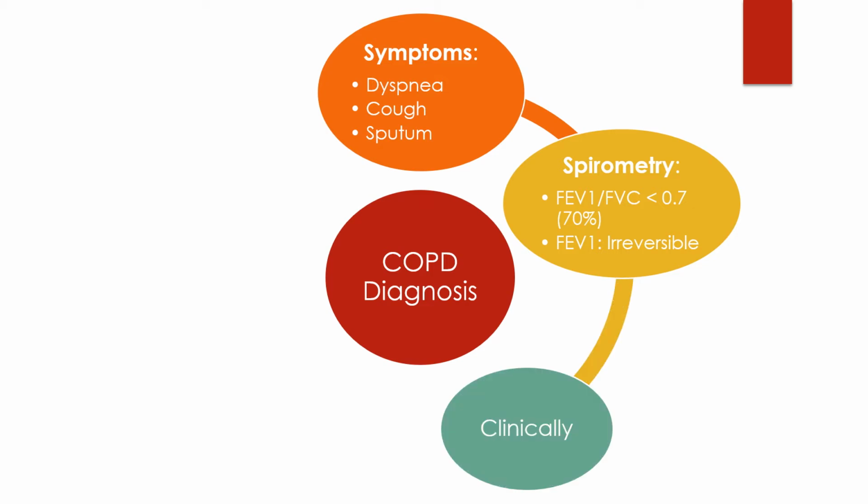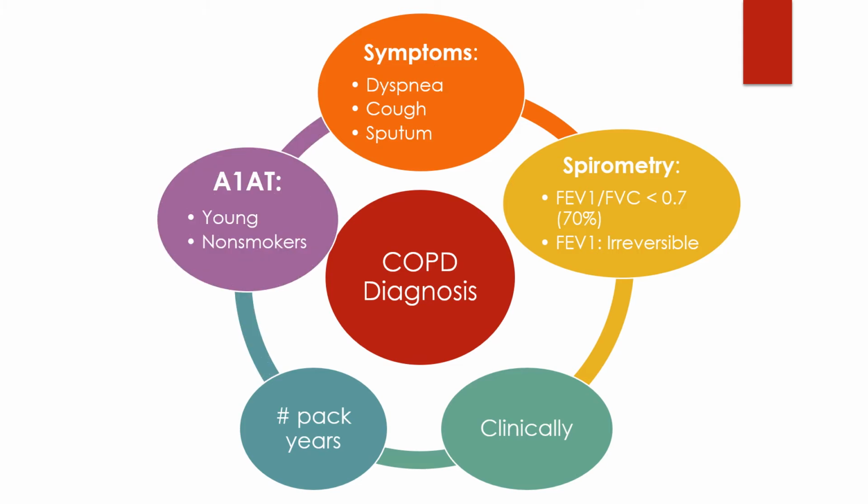Now, this is great in the outpatient world. However, inpatient, you may not have these available. Therefore, you may have to diagnose it clinically, taking into account a patient's symptoms and risk factors, including the number of pack years the patient has. Obviously, the FEV1 is going to decrease with the number of pack years the patient has. Also consider alpha-1 antitrypsin testing in young patients, and typically in those that don't smoke but have signs and symptoms of COPD.